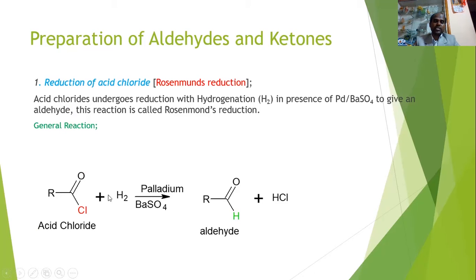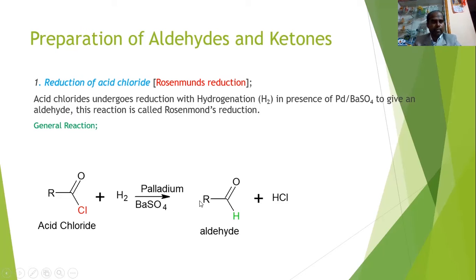Hydrogen, meaning H minus, will add to this carbonyl compound. H plus will take up this Cl, forming HCl. This reaction occurs on a palladium surface, and barium sulfate is the solid catalyst support, and the obtained product is aldehyde. So when acid chloride is treated with hydrogen in presence of palladium on barium sulfate, it gives aldehyde. This particular reaction is called Rosenmund's reaction, and this is a general reaction.